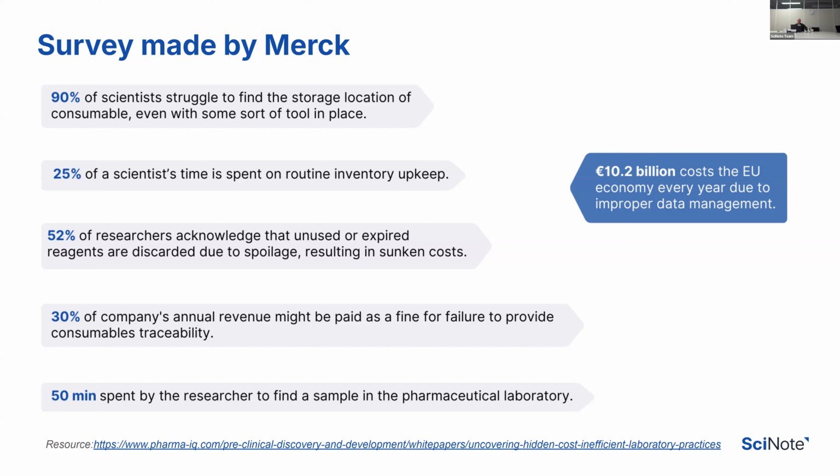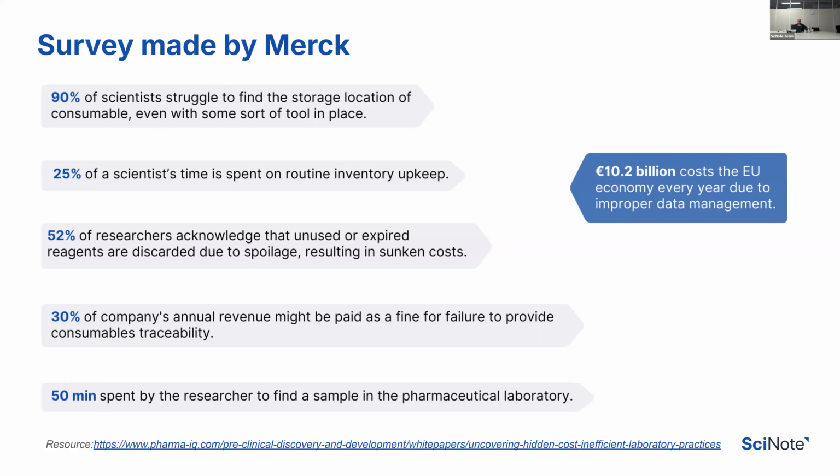The fourth one is interesting. I didn't find a very good source of how they calculated this, but it's still a big percentage: 30% of companies' annual revenue might be paid as a fine. The last one is also quite scary: 15 minutes spent by a researcher to find a sample in a pharmaceutical lab. The information on the right side is the European Commission's research, and it's not limited to science, but 10.5 billion in costs to the EU economy every year is due to improper data management. So we see that this is a bigger issue than just inventory management.